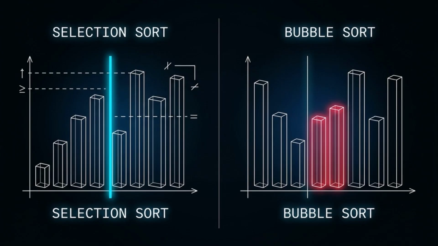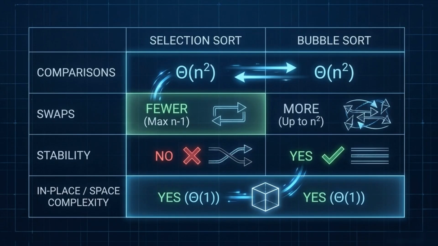To understand its practical utility, we must contextualize selection sort against its algorithmic peers. This matrix shows how selection sort aligns with bubble sort. Both share an identical theta n-squared time complexity. But look at the physical operation costs. Selection performs vastly fewer write operations than bubble sort. However, bubble sort preserves data stability, whereas selection sort cannot. Both remain efficient, in-place solutions regarding memory.